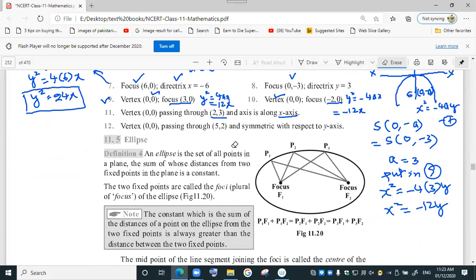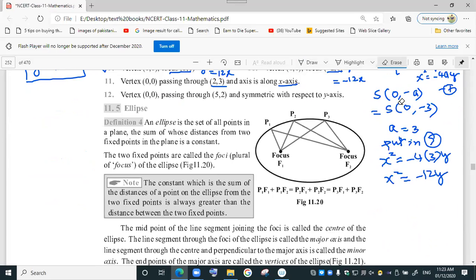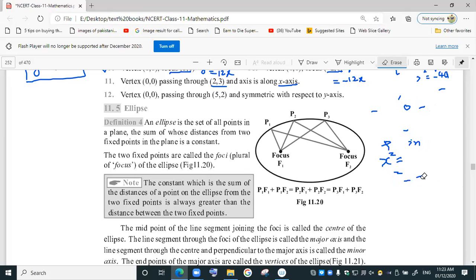So these two questions we have to complete this exercise. 10 minutes are left. Then next time we will start ellipse. Okay.